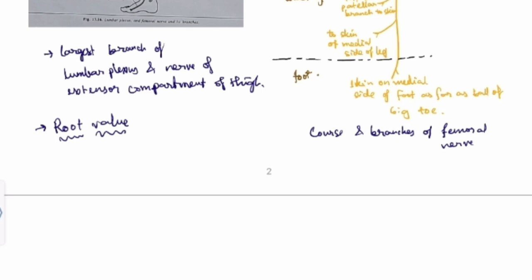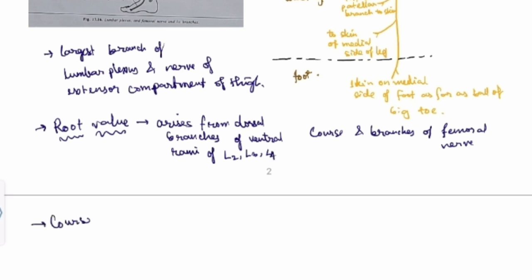Because the femoral nerve is going... now where is it going? It's going as the saphenous nerve, so you have to write about the saphenous nerve. You can't omit some details, right? Root value: arises from dorsal branches. I hope you remember the obturator nerve arises from the ventral branches of ventral rami, but this arises from the dorsal branches of ventral rami of L2, L3, L4.